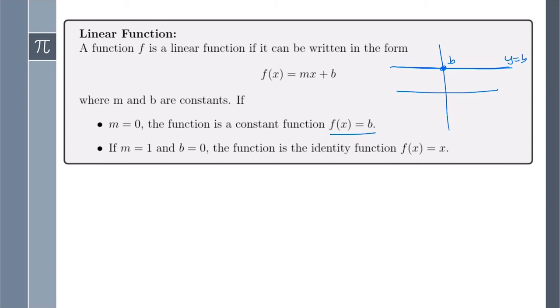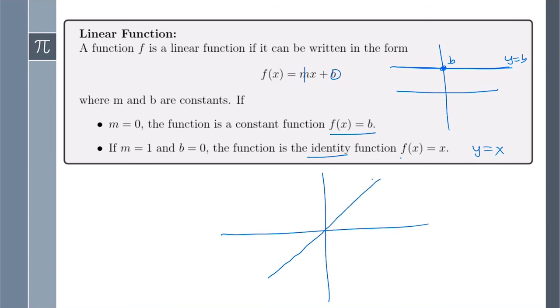It's a horizontal line. And then if m is 1 and b is 0, then the function becomes f of x equals x, which basically means y equals x, or x and y are always equal. So this type of function is called the identity function. And the graph of the identity function is a line going through the origin making a 45 degree angle with the x-axis. Okay, so this is y equals x.